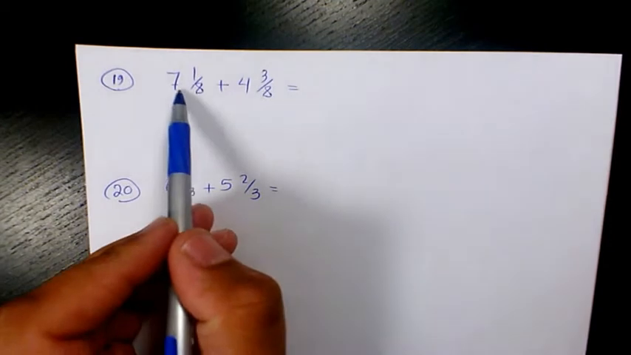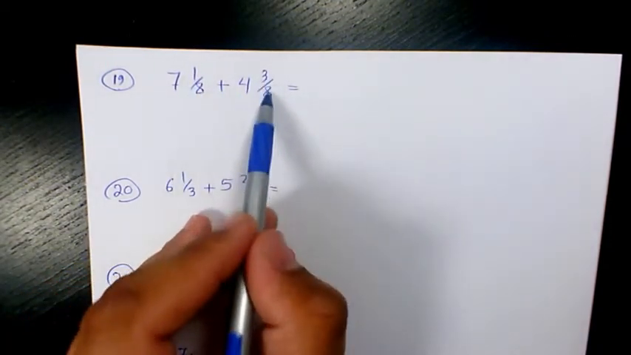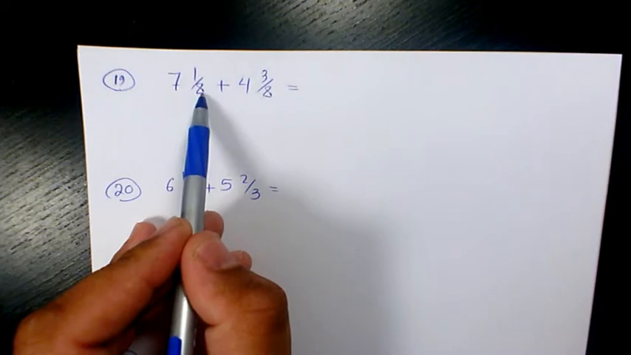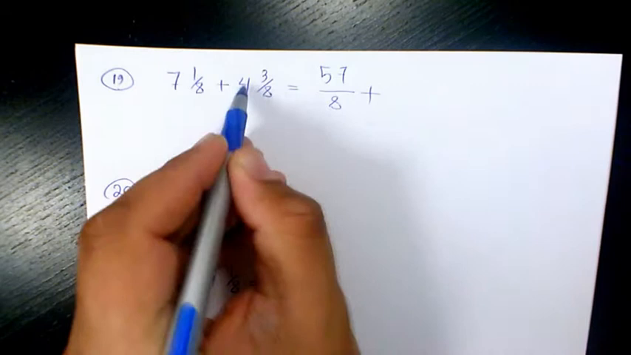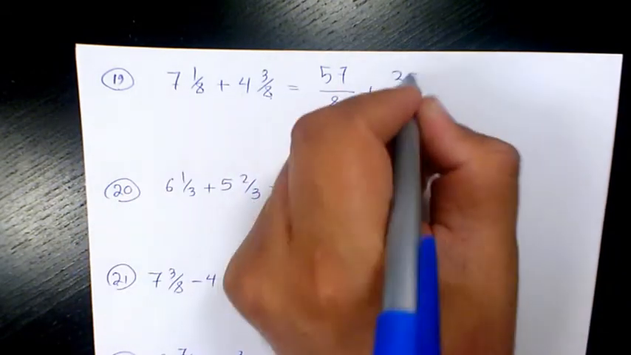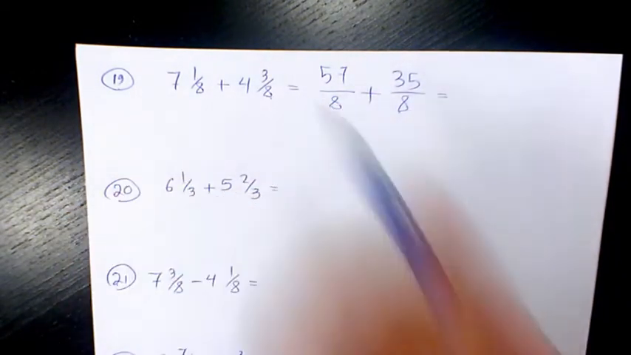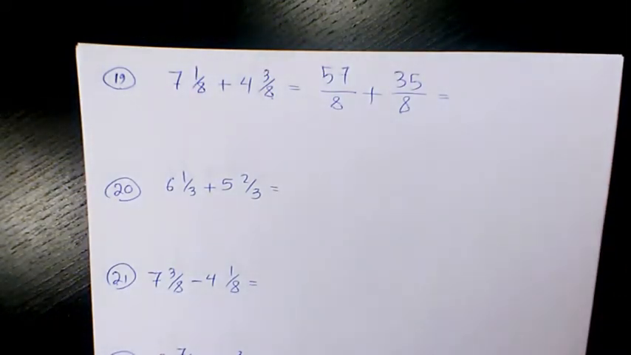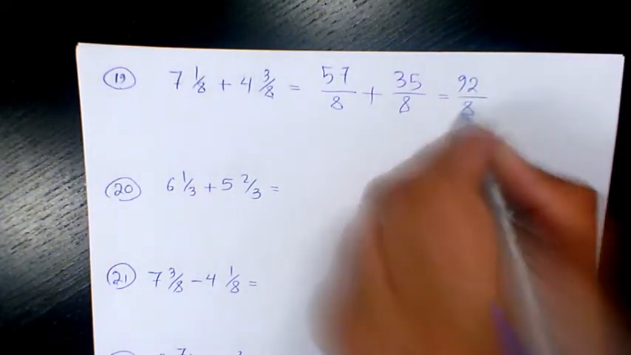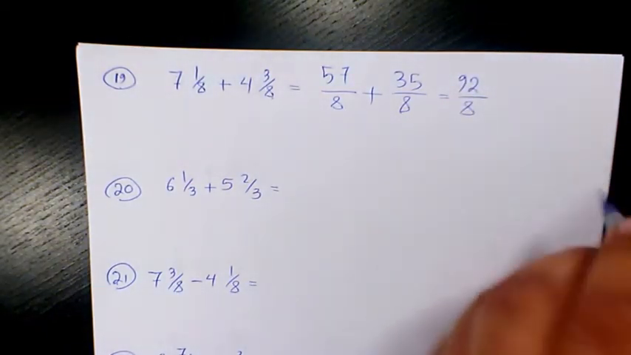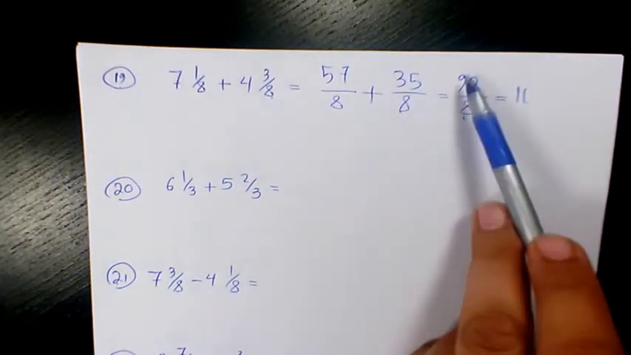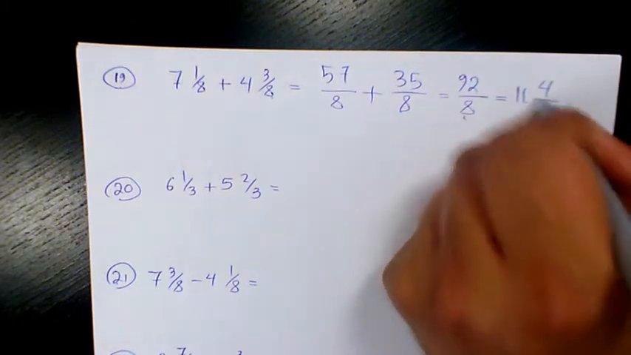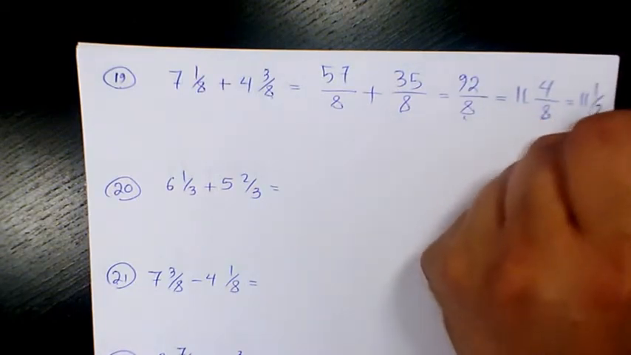Next example, 7 1/8 plus 4 3/8. 7 times 8, 56, plus 1, 57 over 8. 4 times 8, 32, plus 3, 35 over 8. Now 35 plus 57 is going to be 92 over 8. 92 divided by 8 is going to be 11.5. So we take the 11 out. 11 times 8, 88. 92 minus 88 is going to be 4, which is going to be 11 1/2.